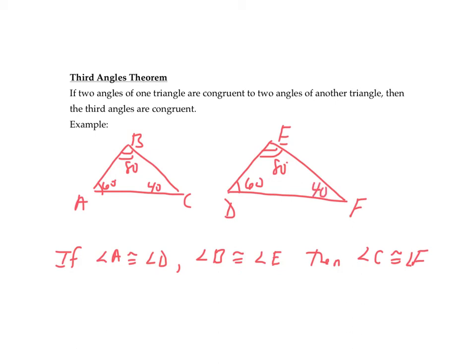So the measure of angle C is equal to the measure of angle F, and they're both equal to 40 degrees. So again, the third angles theorem says if two angles of one triangle are congruent to two angles of another triangle, then the third angles must be congruent.